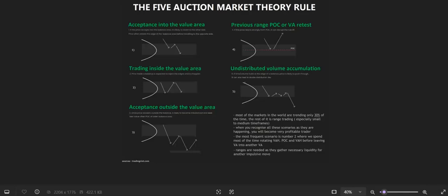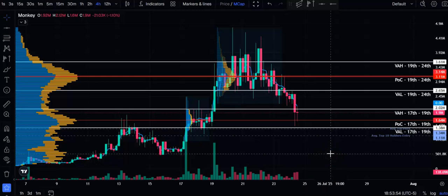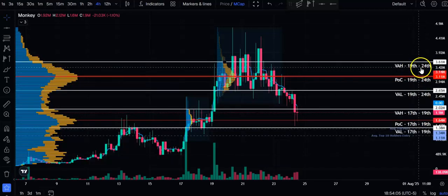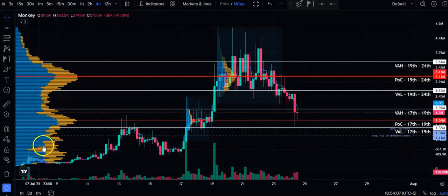So I wanted to show you a little bit of how that applies to Monkey. So let's switch to the chart. And what we can see are two ranges that were established. One was from the 17th to the 19th, and then the next is from the 19th to the 24th.